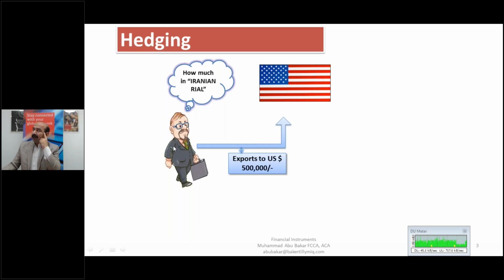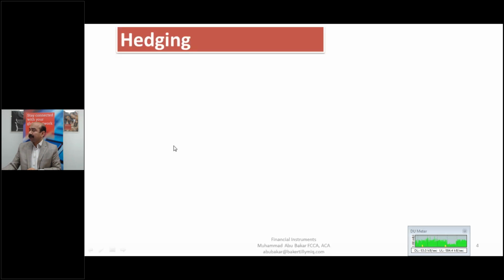So you are afraid about how much you will receive in terms of Iranian Rial, which is your local currency, your functional currency. Because due to changes in the exchange rate, you may receive a lower amount in Iranian Rial than you could have obtained if you could have converted that $500 now.